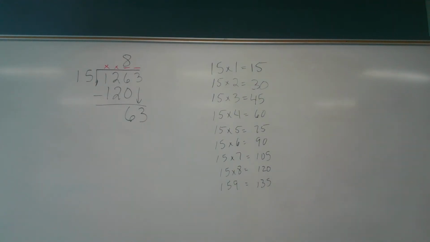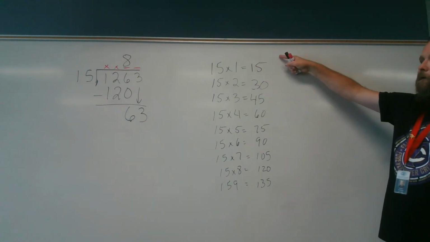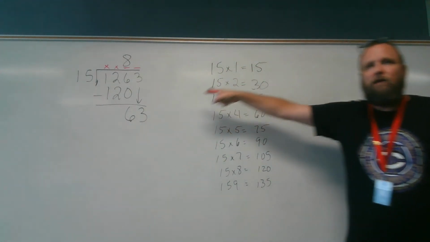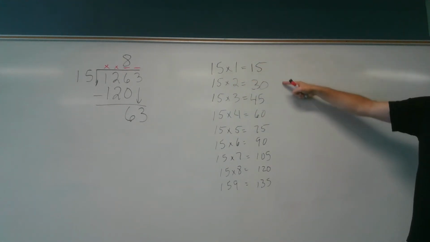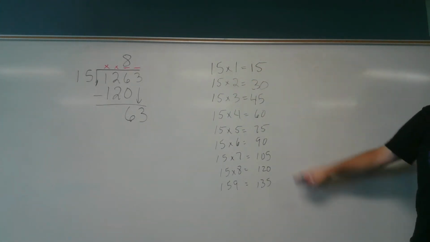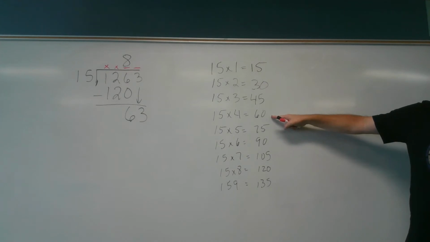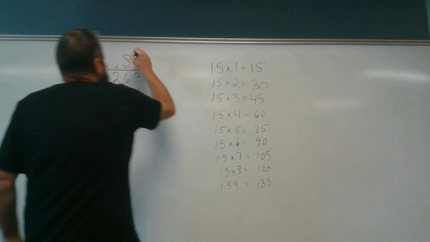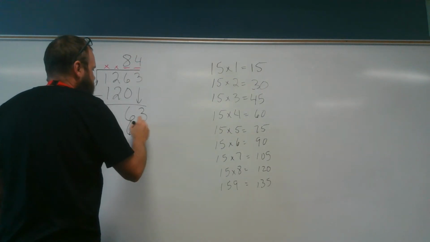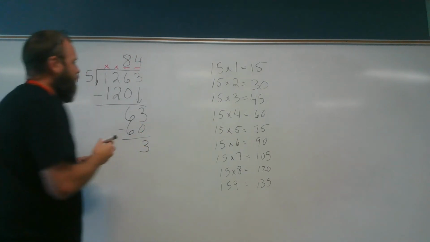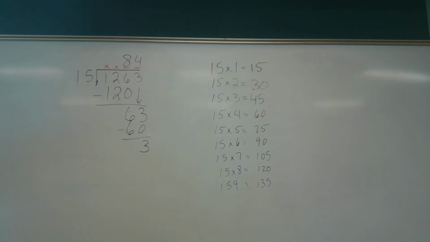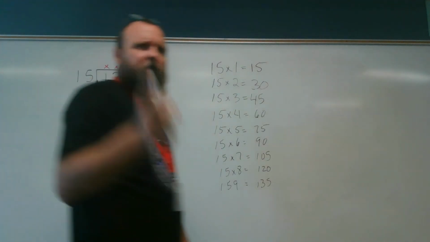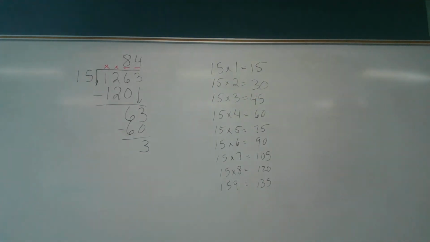So, Bassett, I need to get as close to 63 as I can get without going over. And I get to? 4. Good. 15 times 4 is 60. So I have 60. Subtract, and I get 3. Remainder. However, that's it. If you did this, now you checked it with a calculator, right, Cheyenne?